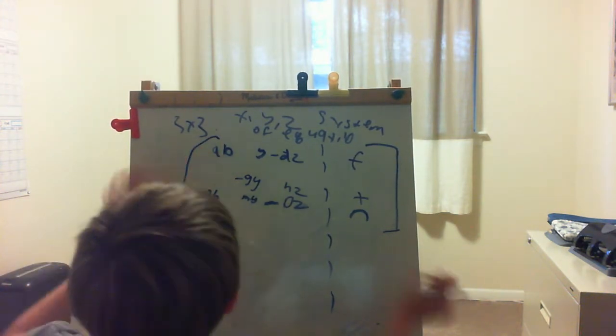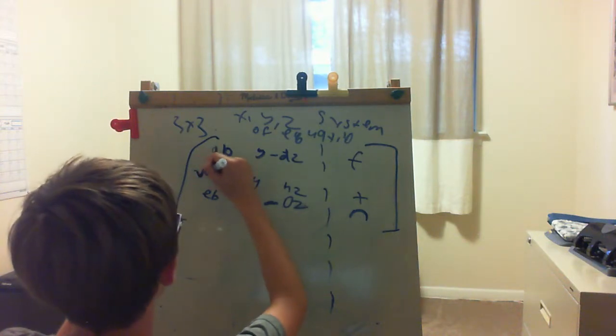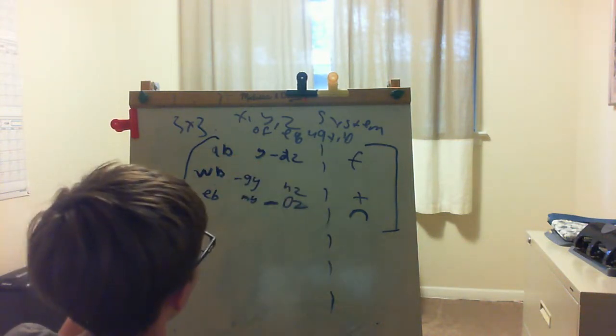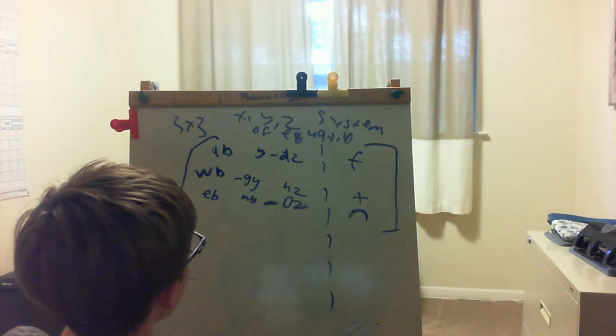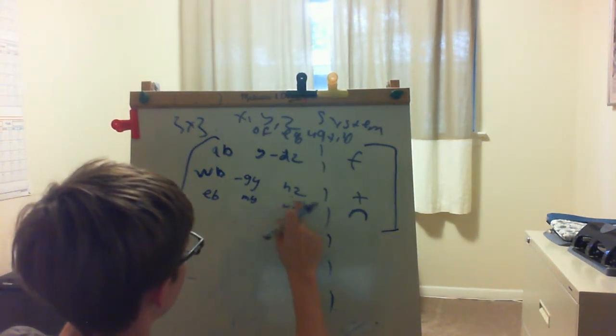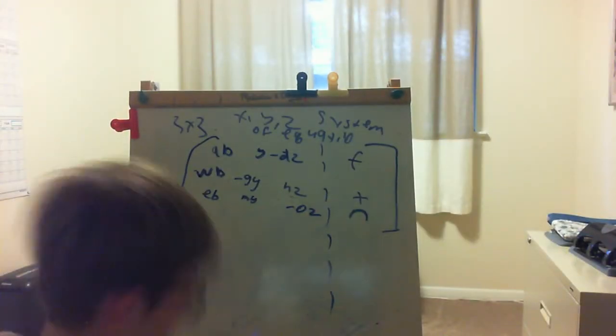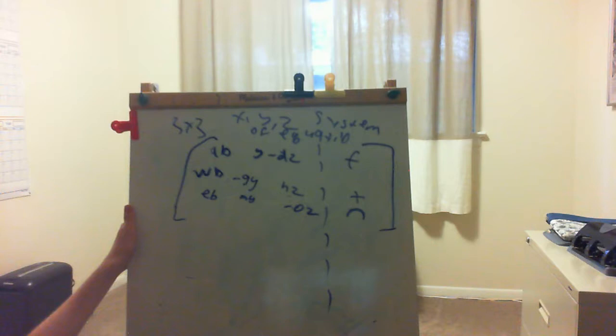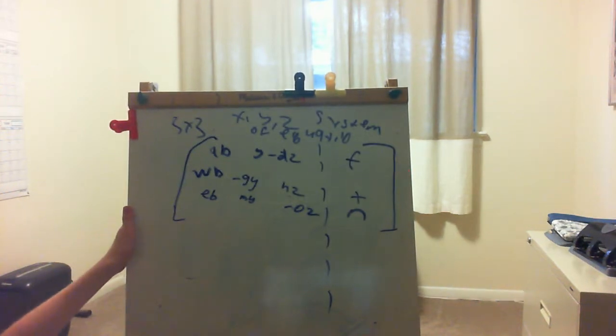Let's just separate these: minus gy, that's an actual variable, so let's separate that, plus the WB, and then EB, MY minus OZ, so negative OZ. That would be an example of an augmented matrix, except that this goes down way too far.